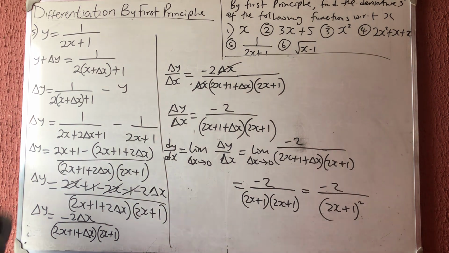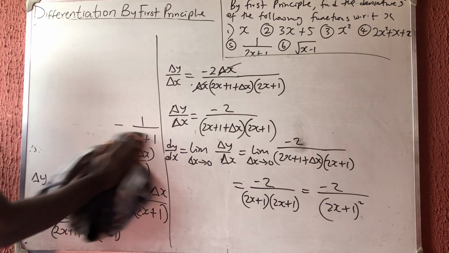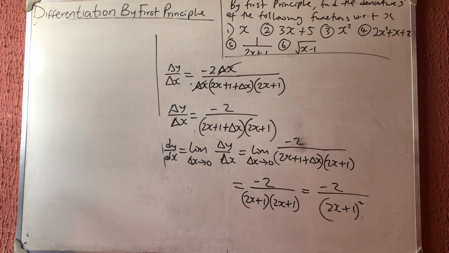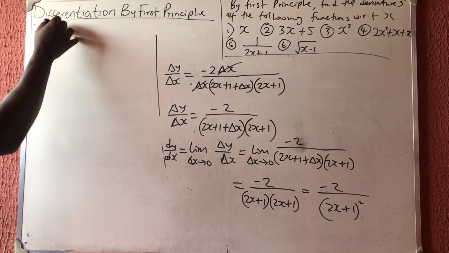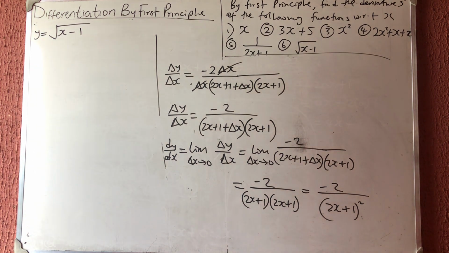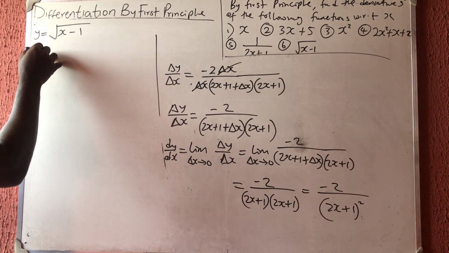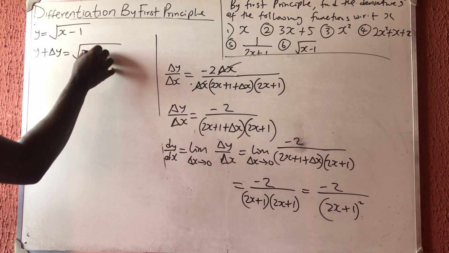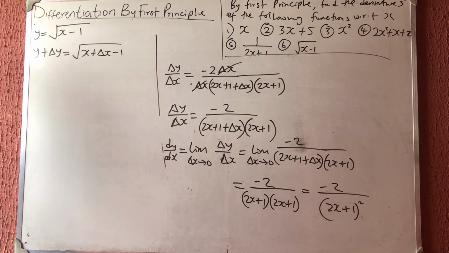So the last question here. The last question said that y is equal to the square root of x minus 1. All right? So let us do the same thing again. Add change in y to the side of y and change in x to the side of x. So I'm going to have y plus change in y is equal to the square root of what? x plus change in x minus 1.